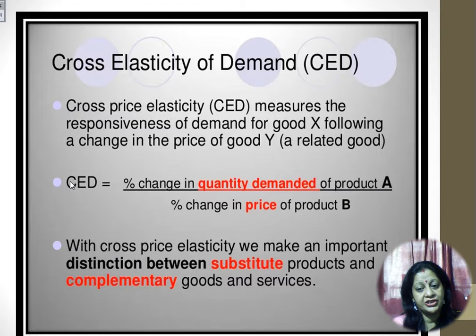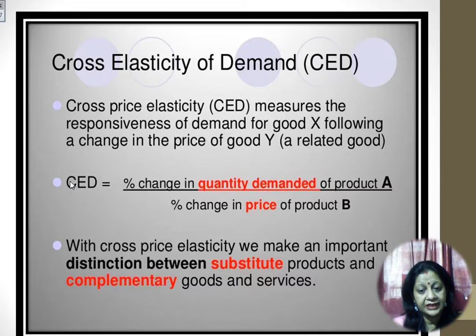जब substitutes की increase और decrease in demand को हम measure करते हैं, तो वो कहलाता है आपका cross elasticity of demand. And the formula is percentage change in quantity demanded of product A upon percentage change in price of product B.